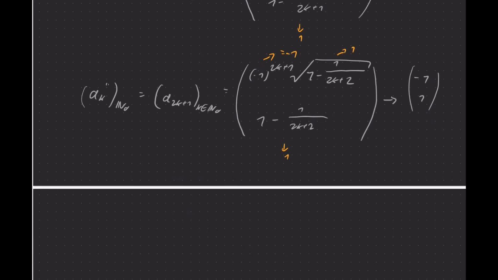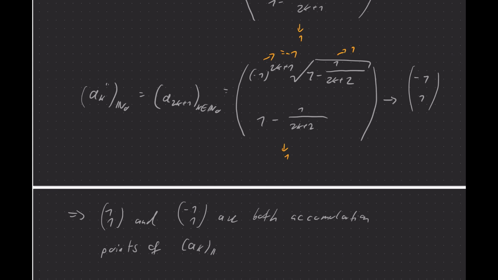So this sequence has two accumulation points, (1, 1) and (-1, 1). So (1, 1) and (-1, 1) are both accumulation points of the sequence a_k.